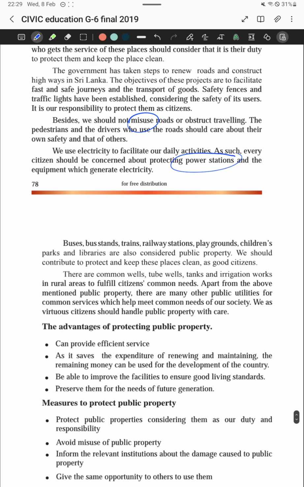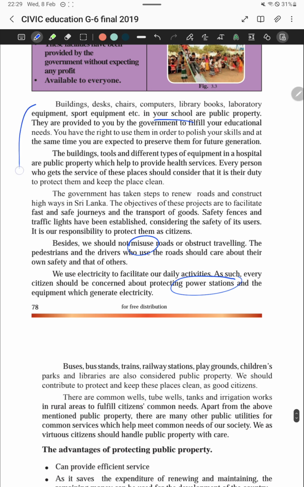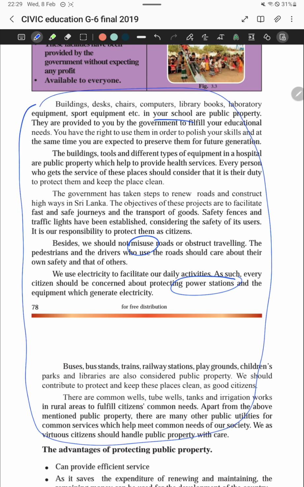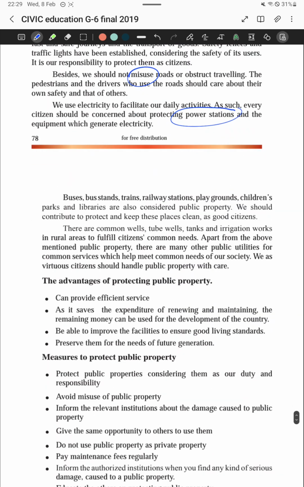So let's move to the advantages of protecting the public property. You must read these things, but I'm not going to read everything from here to here, this whole part. You should have a thorough knowledge by reading by yourself. If you have any doubts regarding the words, you can ask me through the comment section, then I can reply to you, and you can send messages to me on WhatsApp, then I can teach you more about the things, right? Okay, right. So let's move to the advantages of protecting the public property.